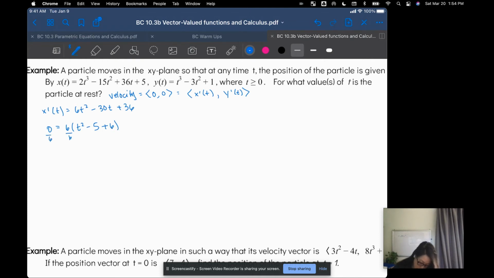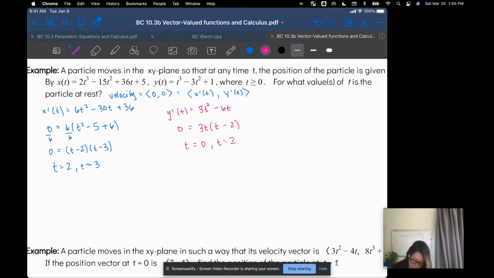Divide both sides by 6, so I get 0 is equal to, and I'm going to factor, (t minus 2)(t minus 3). So when t is equal to 2 and t is equal to 3, we have a velocity of 0 for the x. Now the y, let's take the y prime, giving us 3t squared minus 6t, and then we'll set that component equal to 0. I'm going to factor out a 3t, giving me t minus 2.